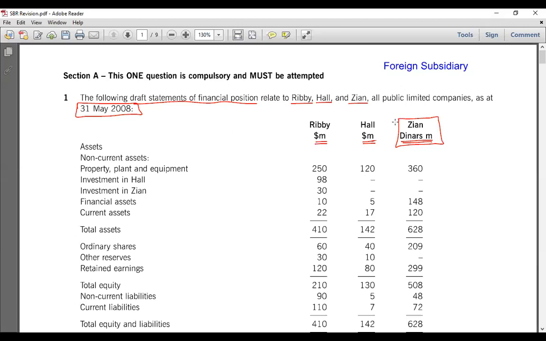Now, the question has given us non-current assets, property, plant, equipment, investment in Hall, and the investment in Zian, which is $30 million. So this is the value in terms of $1 million. But as we just discussed, the goodwill is going to be calculated in the dinar first, and then we will be converting it to the dollars.